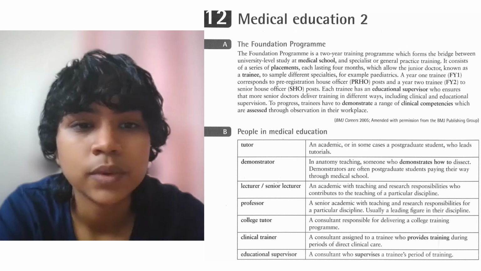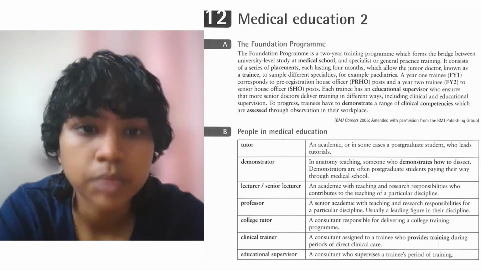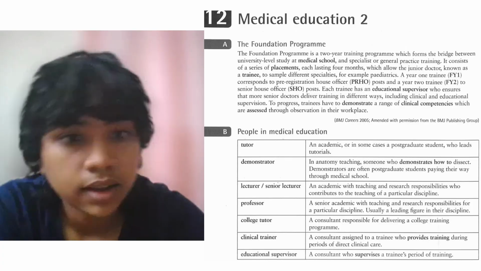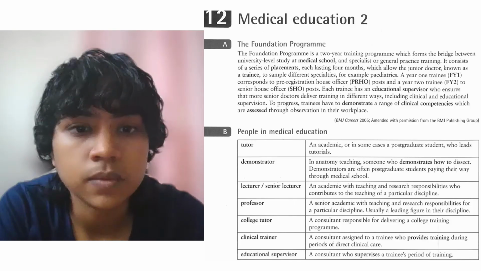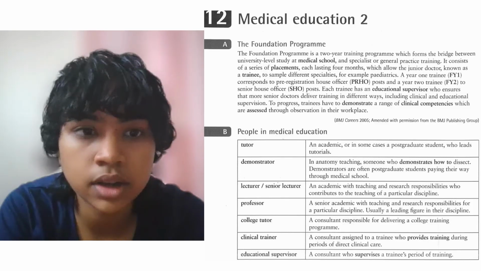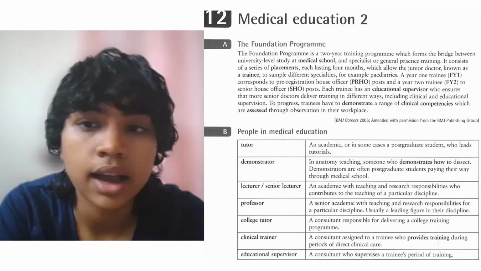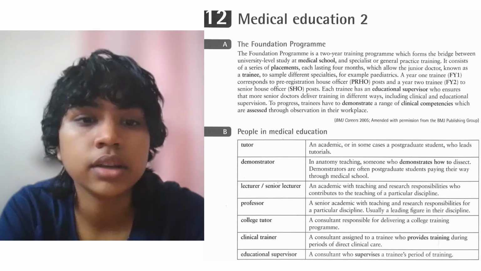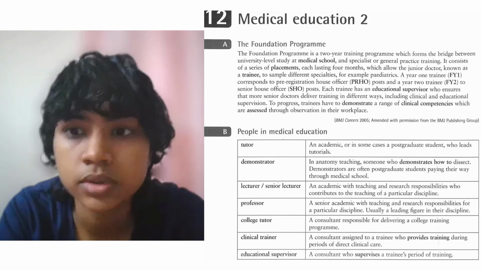to sample different specialties. For example, pediatrics. A year 1 trainee, FY1, corresponds to a pre-registration house officer (PRHO) post, and a year 2 trainee, FY2, to a senior house officer post.